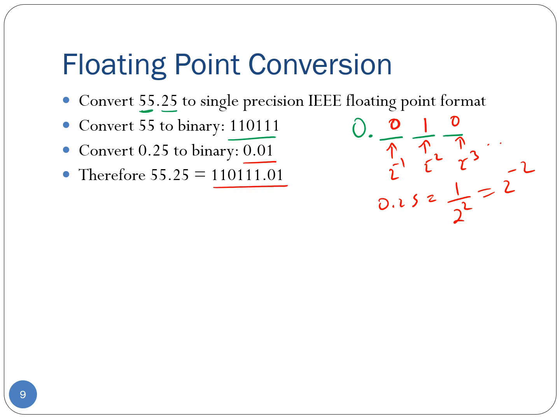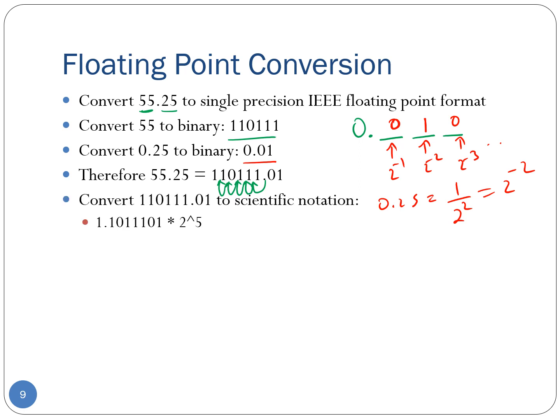Given these two results, 55.25 is actually 110111.01. Obviously this is not in scientific notation right now, so let's represent it in scientific notation. To do that, we have to move the binary point 5 positions to the left. So this is the scientific representation: 1.10111 into 2 to the power 5. This is the scientific notation for the original binary number.